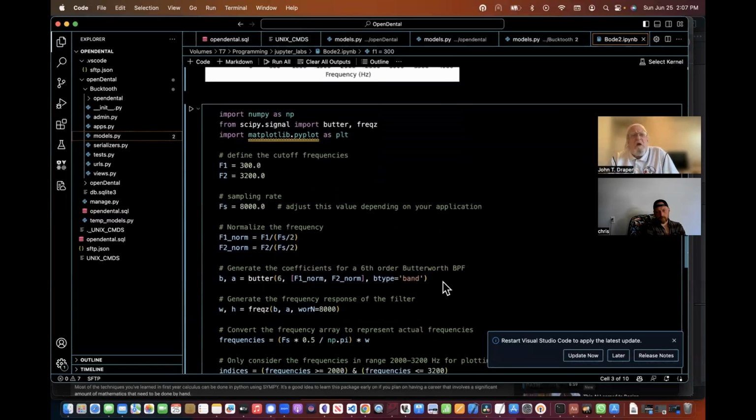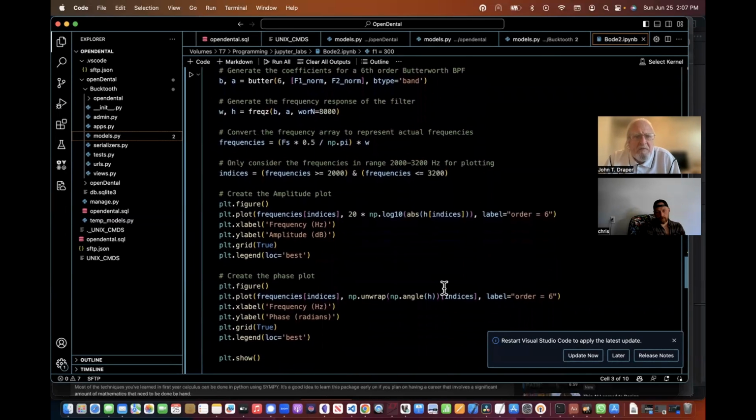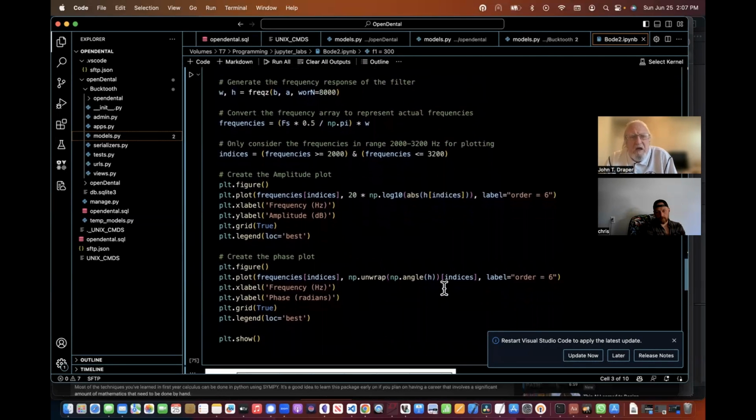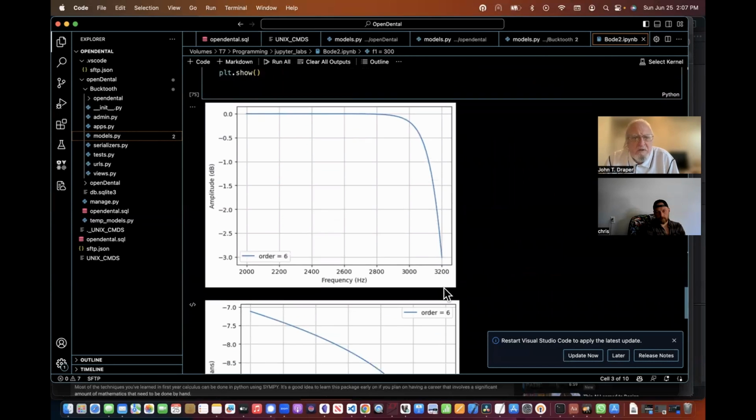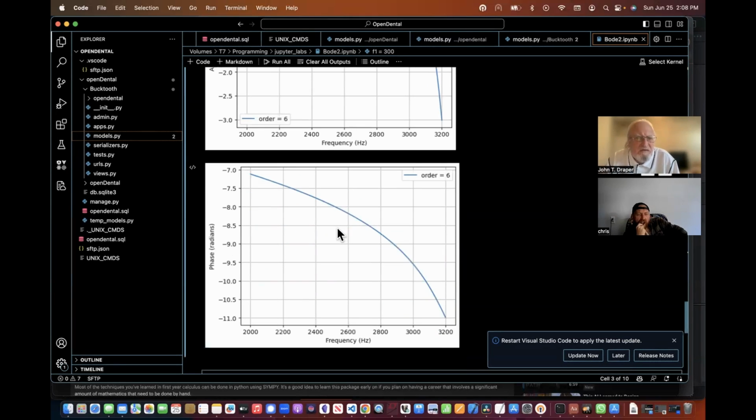Later on, I wanted to calculate again, but this time I wanted to do the graphing a little bit differently. I wanted to graph it from 2,000 hertz to 3,200 hertz. The reason why I wanted to take the endpoint is I want to magnify it a little bit more so that I get an exact calculation of where the end frequency is and where it drops off. And it drops off because it's an order of 6. And this is the phase shift.